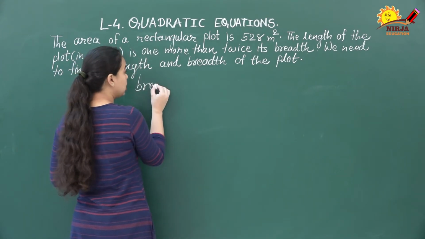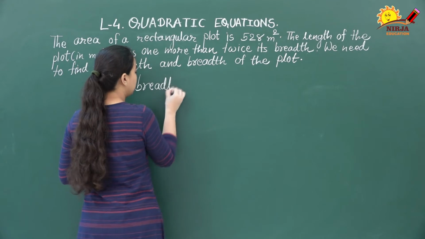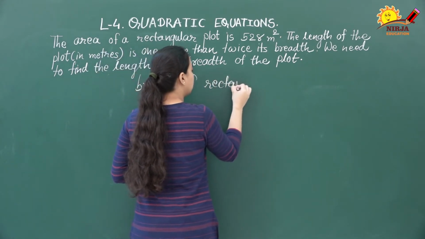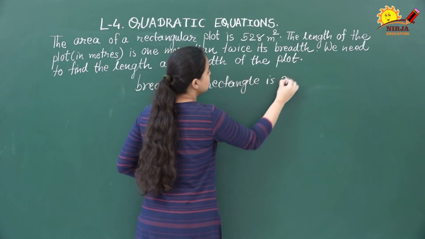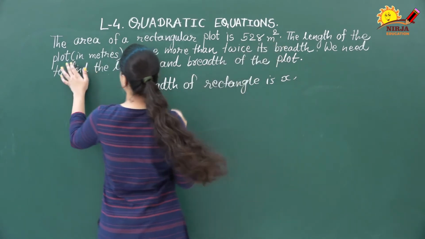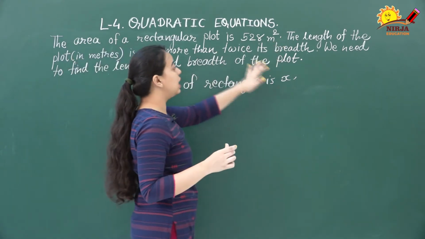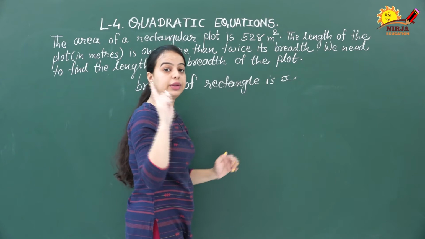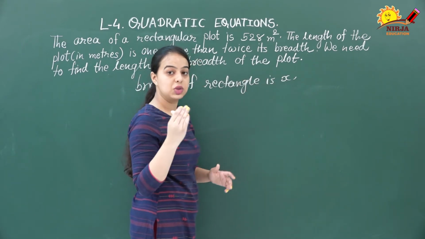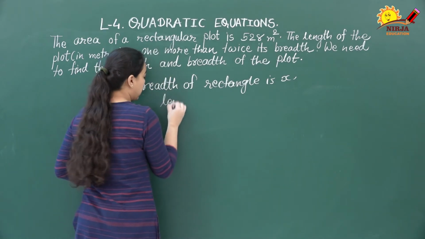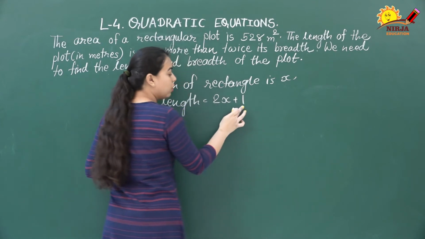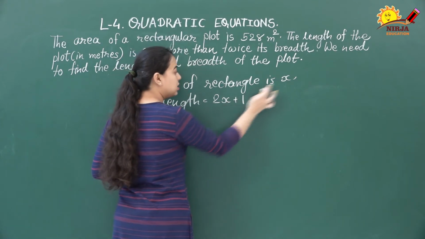What do we need to assume? We need to assume the breadth of the rectangle is x. So if the breadth of the rectangle is x, then the length of the plot is 1 more than twice its breadth. Breadth is x, twice, that means 2x, plus 1. So we can write length is equal to 2x plus 1, 1 more than twice its breadth.